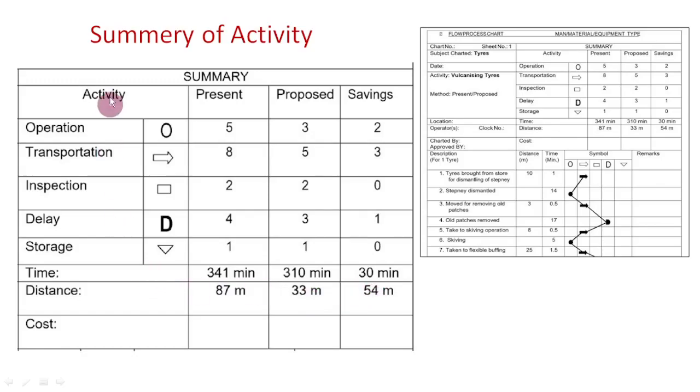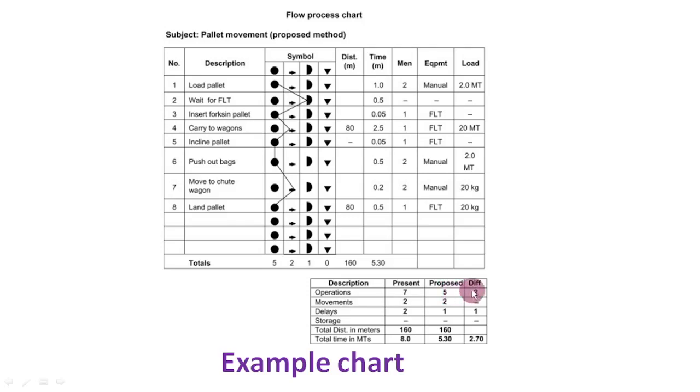Like this, the summary says that for the existing operation in this example, it takes 341 minutes. If you suggest the alternative method, the proposed method gives 310 minutes. So a total of 30 minutes are saved to complete the process. And the distance will be saved by 44 meters. That means this flow process chart helps to find out the unnecessary and unwanted movements. This is an example of a sample flow process chart.